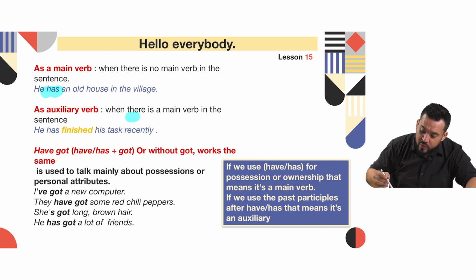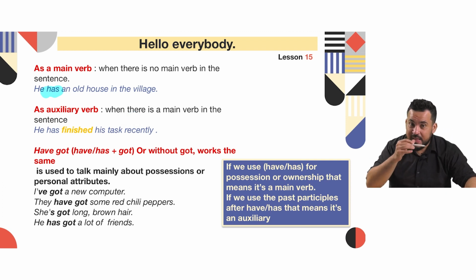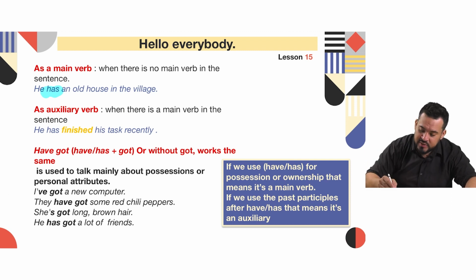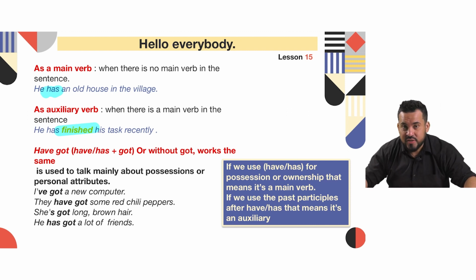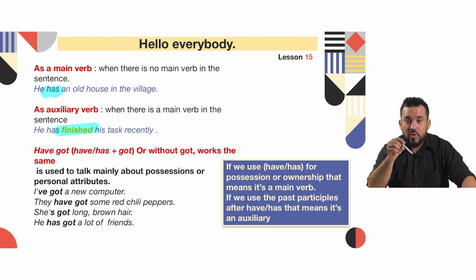Auxiliary verb is when there is a main verb in the sentence, and have or has is just used there as a helping verb or an auxiliary verb. Okay? Let's see. He has finished his task recently. He has finished his task recently. So we know has here is not the main verb because the main verb is finished.